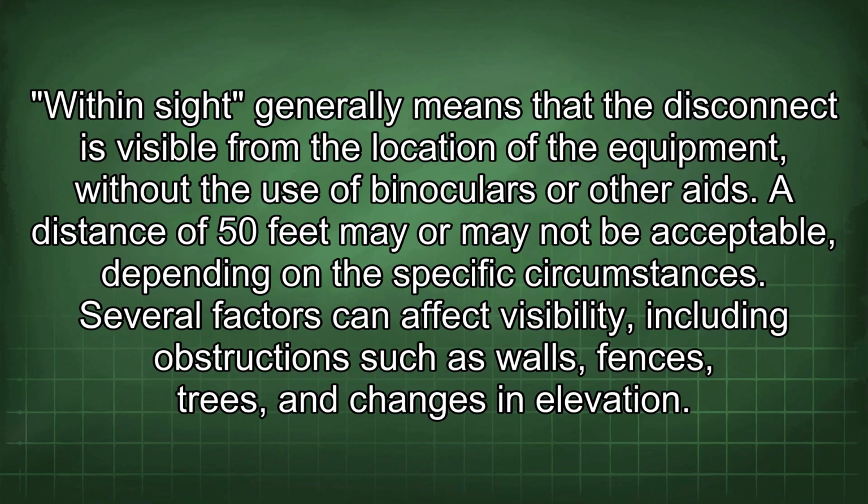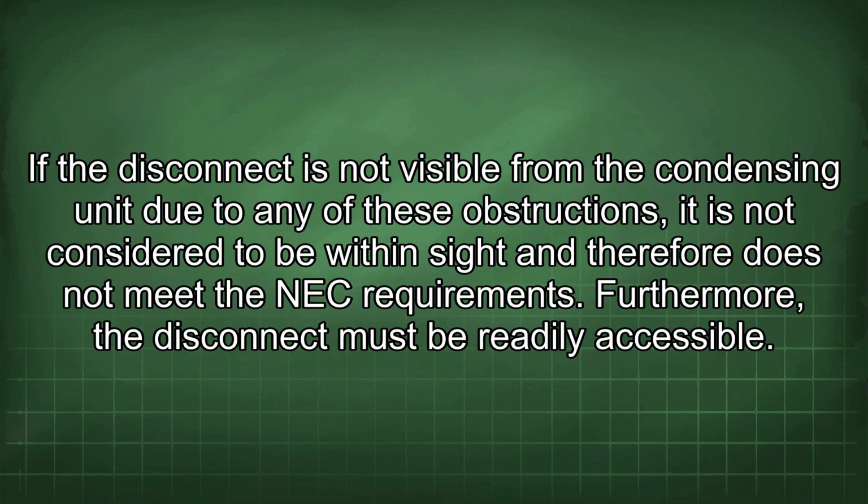Several factors can affect visibility, including obstructions such as walls, fences, trees, and changes in elevation. If the disconnect is not visible from the condensing unit due to any of these obstructions, it is not considered to be within sight and therefore does not meet the NEC requirements.